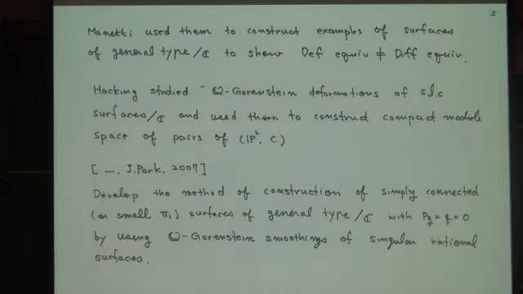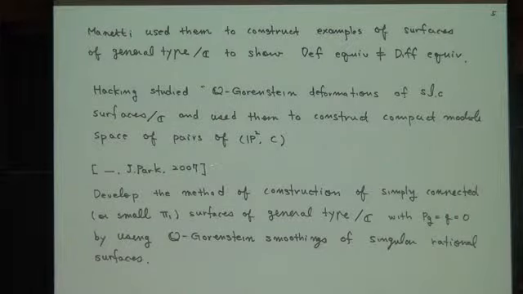And then there are some important results which use this kind of singularities. One is Manetti, who used them to construct this famous example of a surface of general type over C to show that deformation equivalence is not the same as diffeomorphism equivalence. And then Hacking also studied Q-Gorenstein deformations of a semi-log canonical surface over C and used them to construct the compact moduli space of the pairs of a projective plane and plane curve.